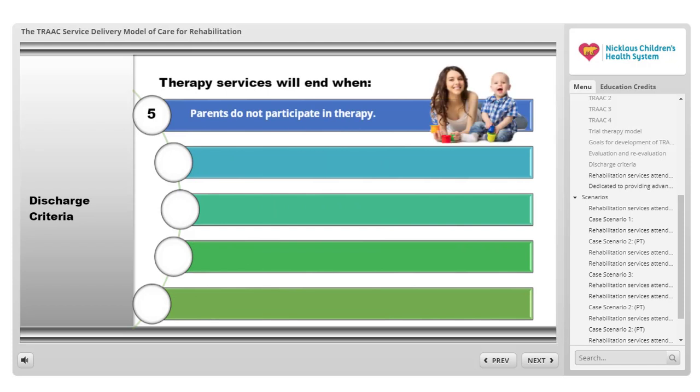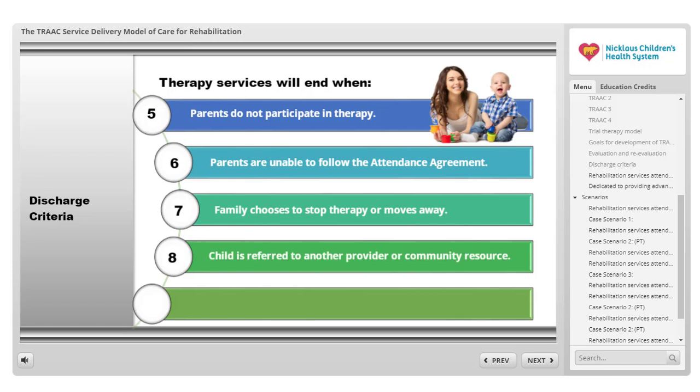Parents do not participate in therapy. Parents are unable to follow the attendance agreement. The family chooses to stop therapy or moves away. The child is referred to another provider or community resource. The family chooses to stop therapy due to inability to pay for services.